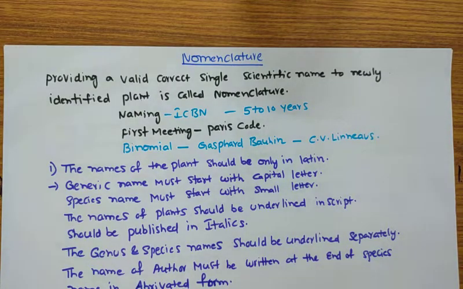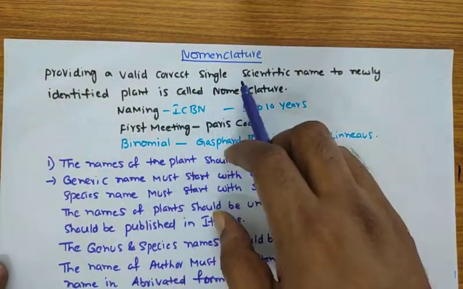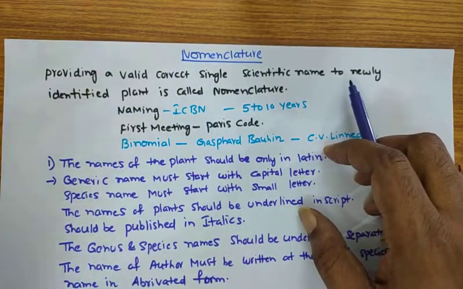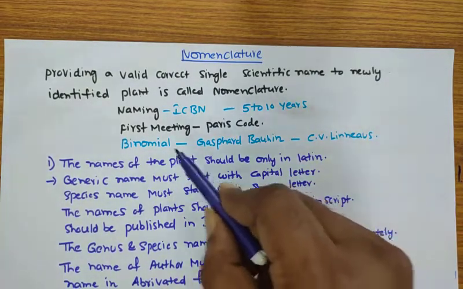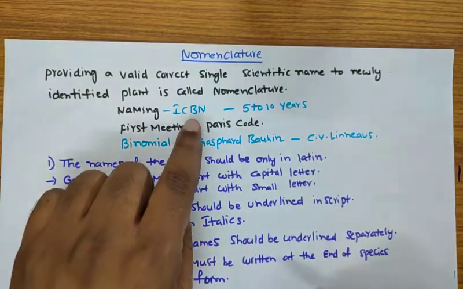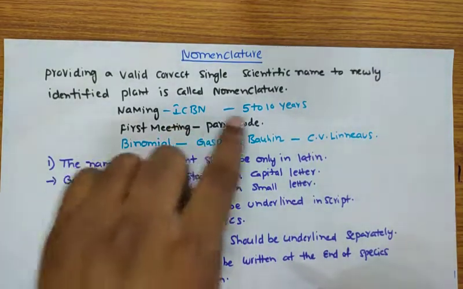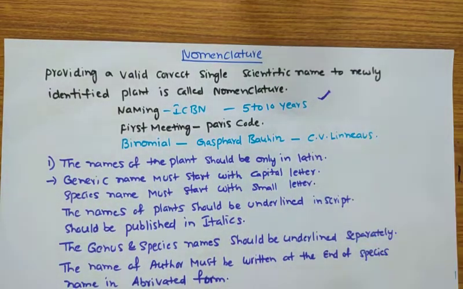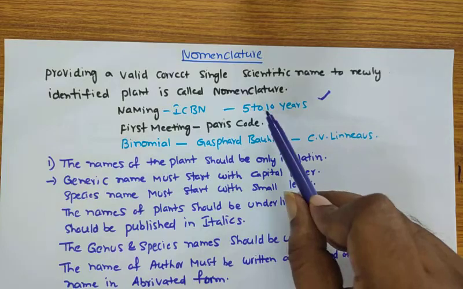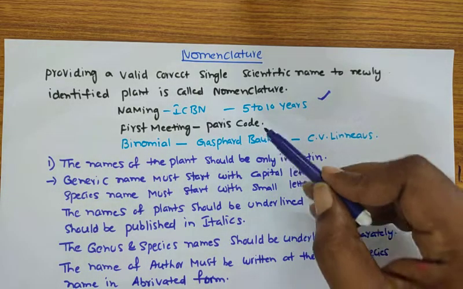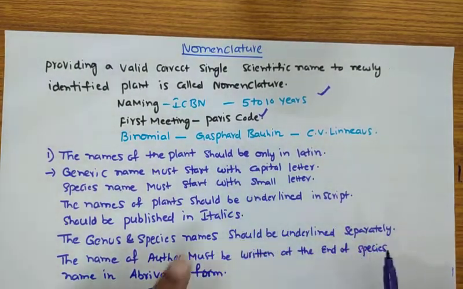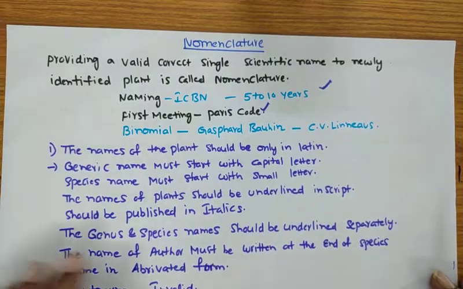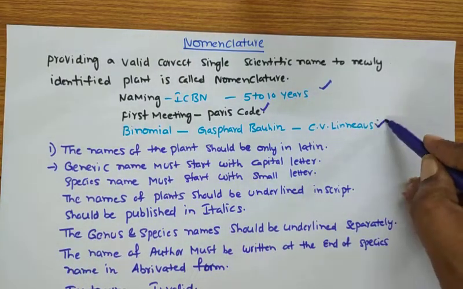Next aspect of taxonomy is nomenclature, providing a valid, correct scientific name for an identified plant. This nomenclature is generally done by ICBN, the International Code of Botanical Nomenclature. The International Botanical Congress meets every 5 to 10 years. The first meeting was done at Paris, so the code is called the Paris Code. Binomial nomenclature was introduced by Gaspard Bauhin and popularized by Carolus Linnaeus.